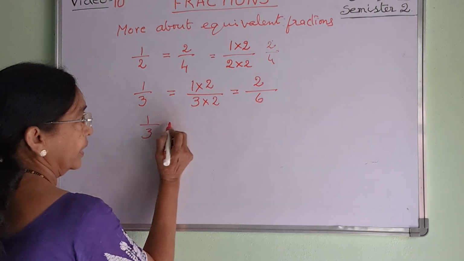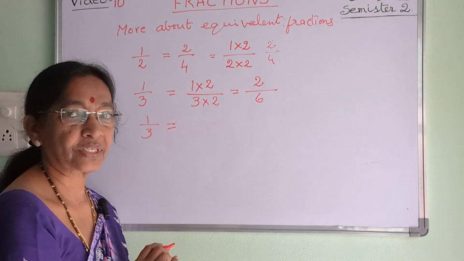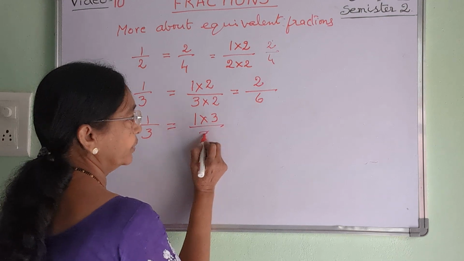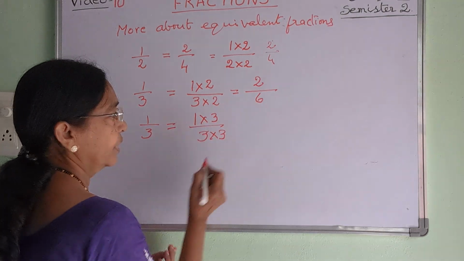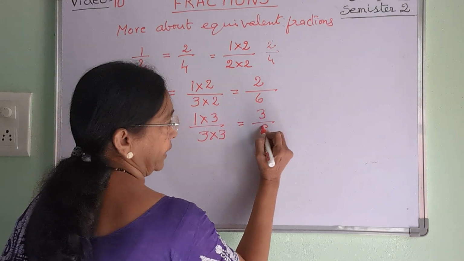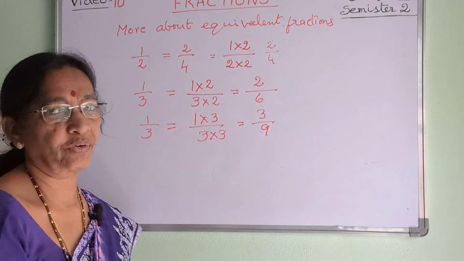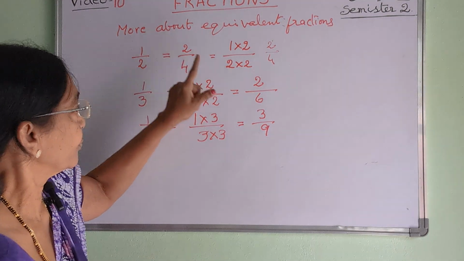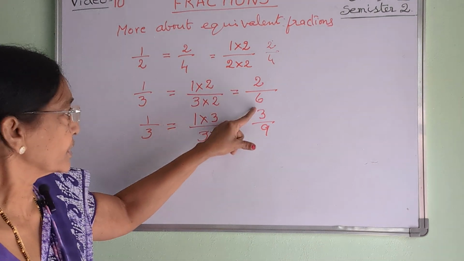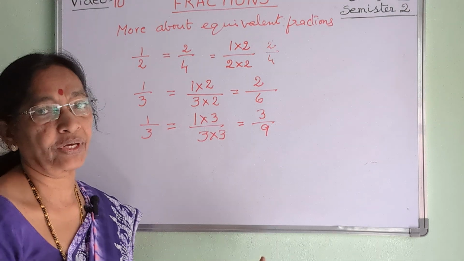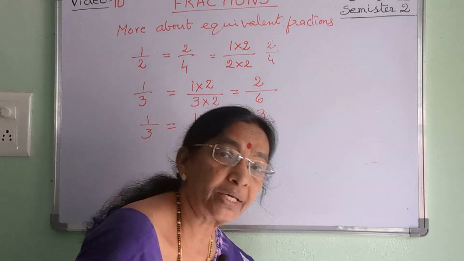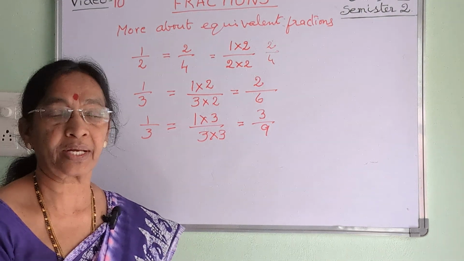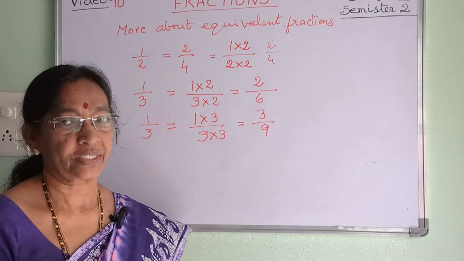Similarly, we can multiply both the numerator and denominator of the same fraction by 3, the same number. 1 into 3 by 3 into 3 is equal to 3 by 9. So 3 by 9 is also an equivalent fraction. So 1 by 2 and 2 by 4 are equivalent fractions. 1 by 3, 2 by 6 and 3 by 9 are equivalent fractions. Thus, we get any number of equivalent fractions by multiplying the numerator and the denominator of a fraction by the same number.